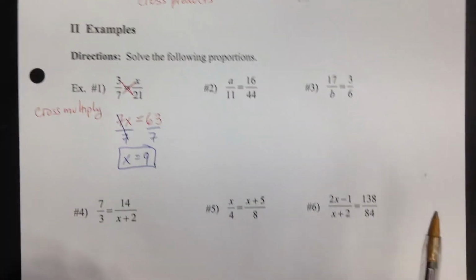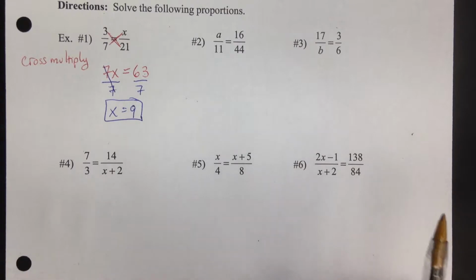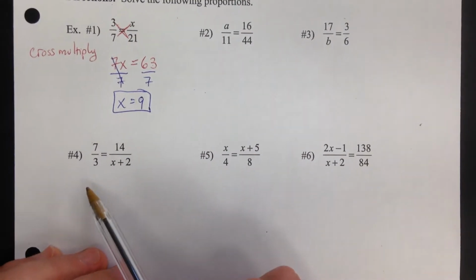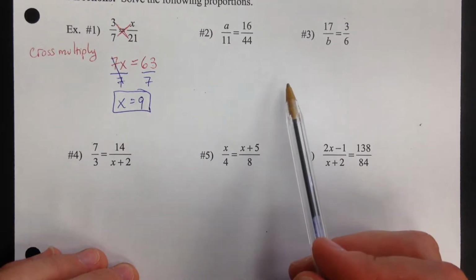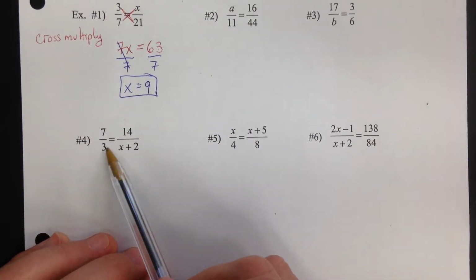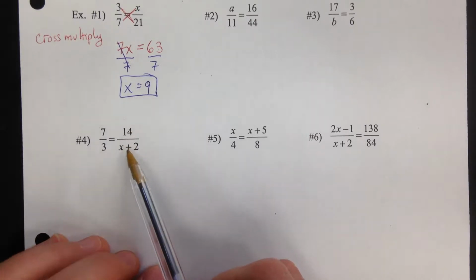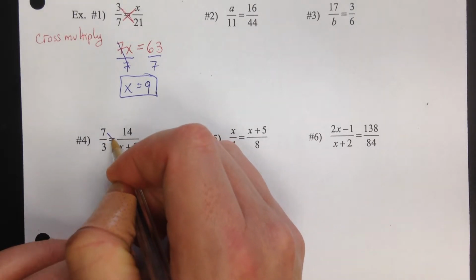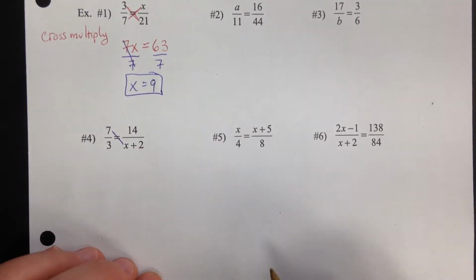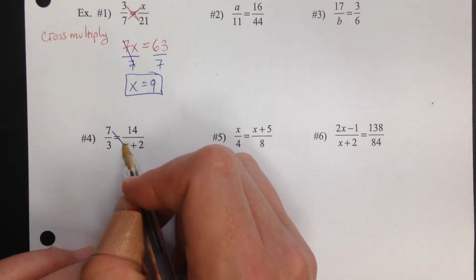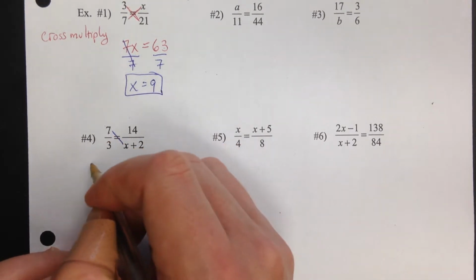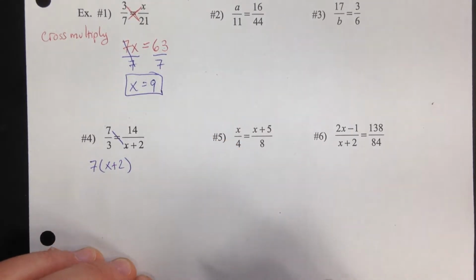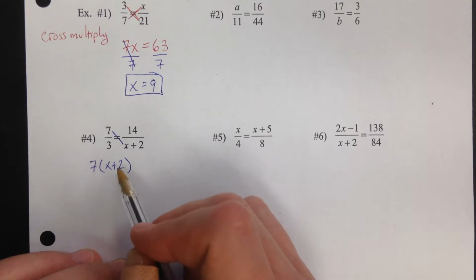Okay, let's take number 4. What's going to happen is that you're going to do the ones that we haven't done. So we'll do 4 together. That means you're going to be doing 2 and 3 yourself. So we have 7 over 3 equals 14 over x plus 2. All right, when we cross multiply, x plus 2 is going to multiply the 7. Now, I'm not going to multiply it yet. This 7 is going to multiply both of these. So I'm going to write 7 parentheses x plus 2 because we're going to need to distribute that 7.